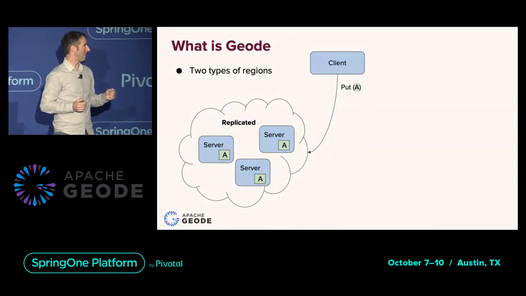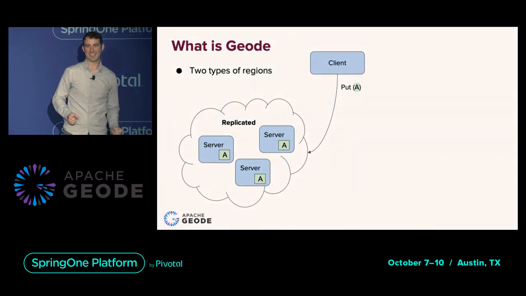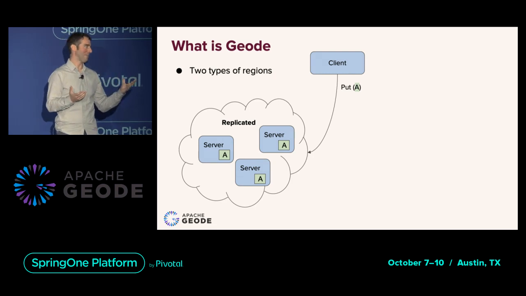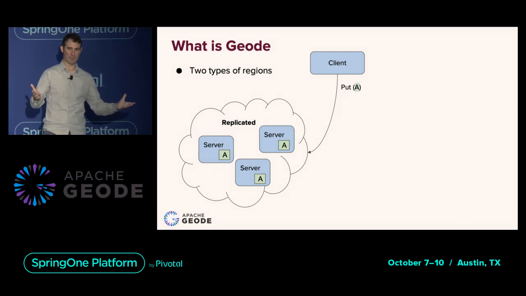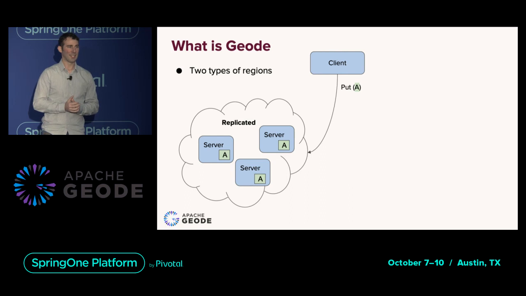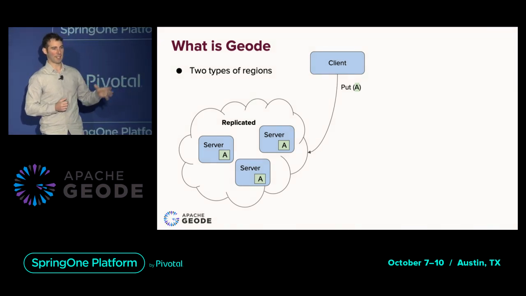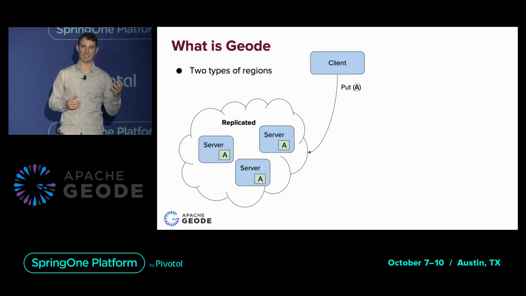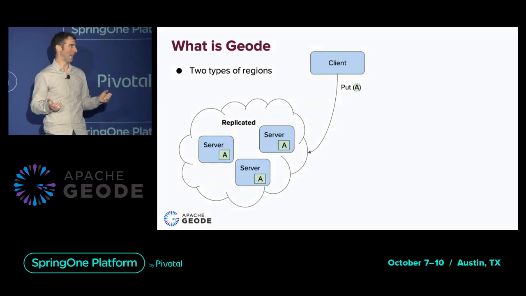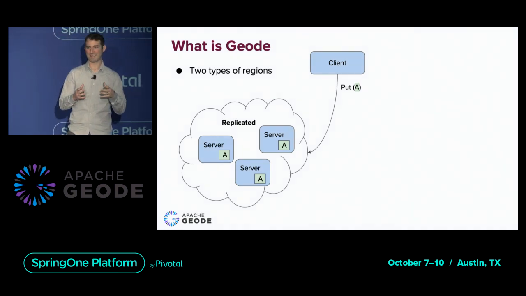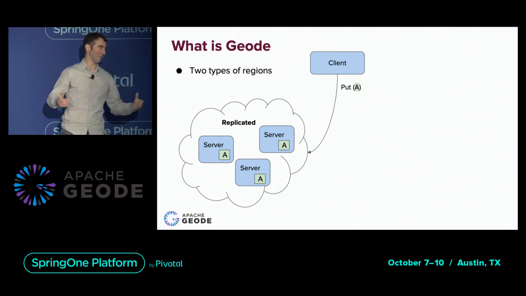So in Geode, we talk a lot about these things called regions. And regions are just named maps. If you're coming from a SQL world, you can think about a region like a table. We have two types of regions. One is a replicated region, where every server has a copy of all the data in the region. So if you add more servers, you get more copies. This is good for data where maybe you don't have a lot of it, but you want it to be available everywhere.